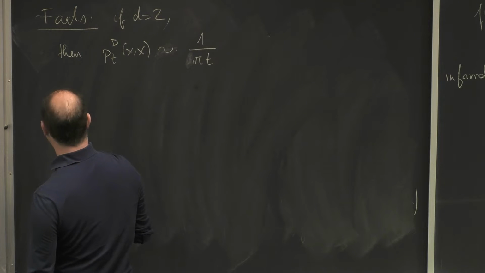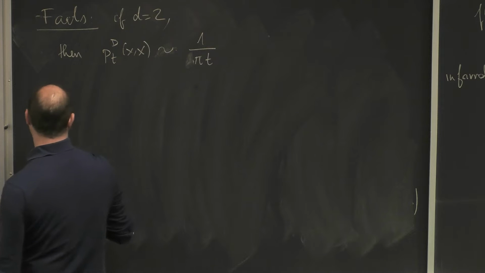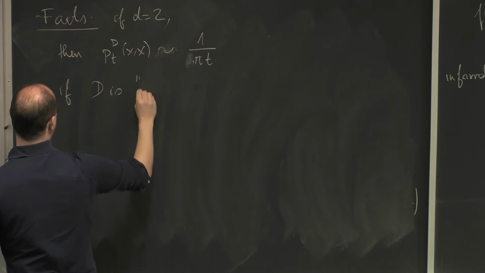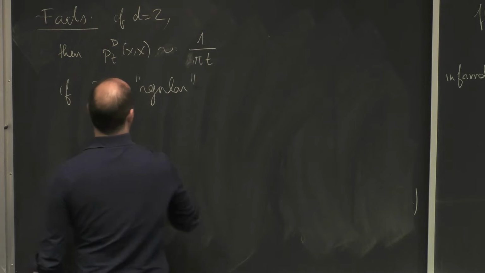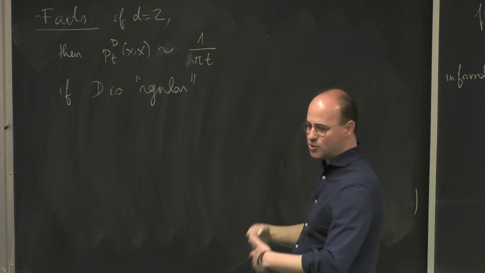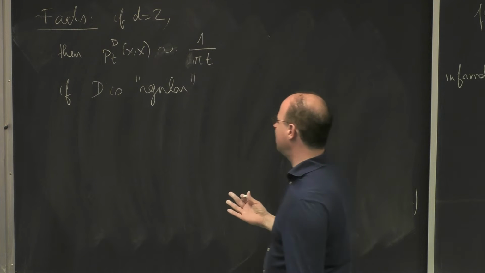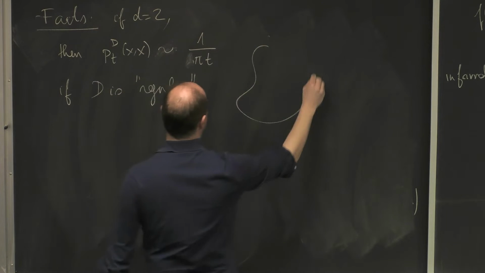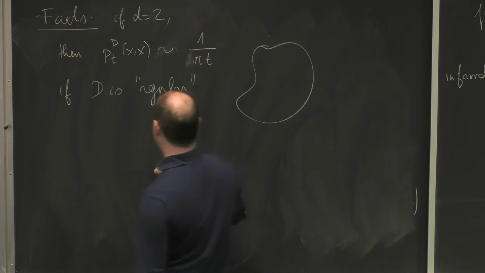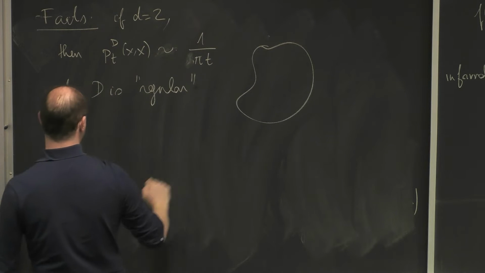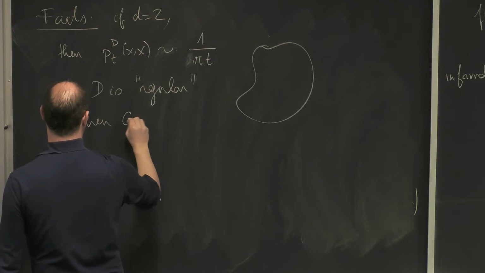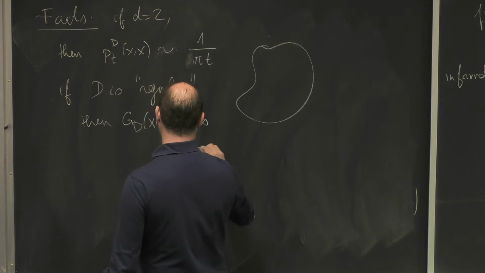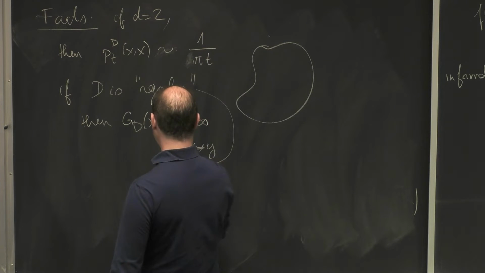Okay. So, but let me say that if D is what's called regular, and by regular I don't mean that it has a regular, smooth boundary or anything like that, but I mean that, okay, I will define that in a second. Then G_D(x,y), I claim that G_D(x,y) is finite for all x different from y. So what does regular mean?